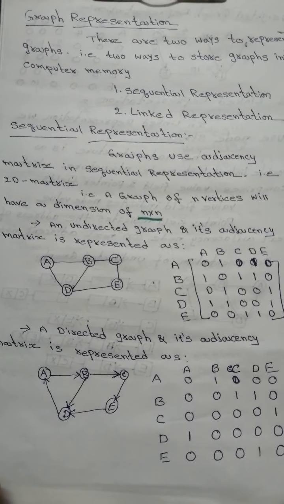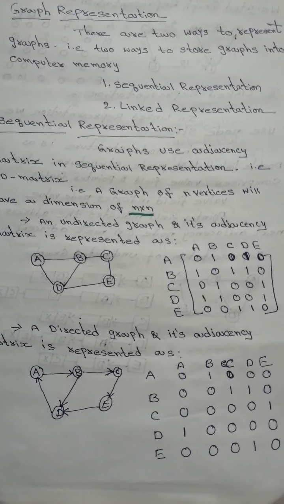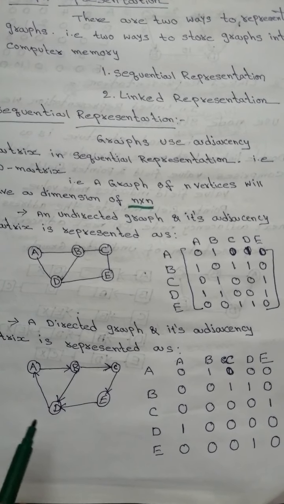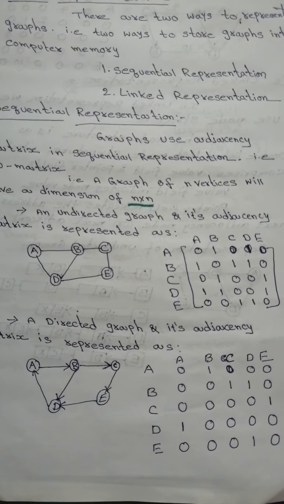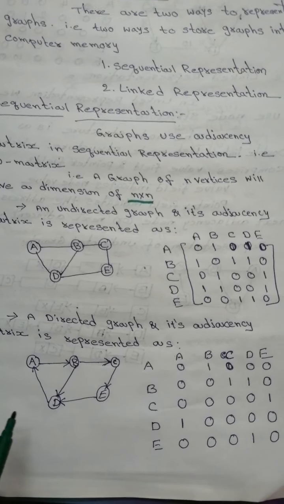Similarly, whenever we are considering a directed graph, how is a directed graph represented? A directed graph is represented by representing the directions. So here, this is an undirected graph, and the same graph is represented as the directed graph.